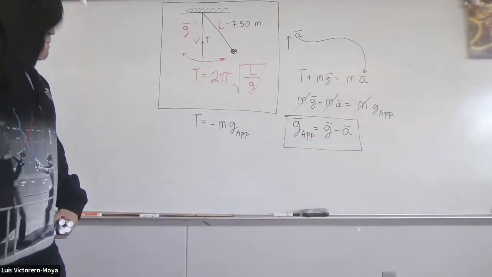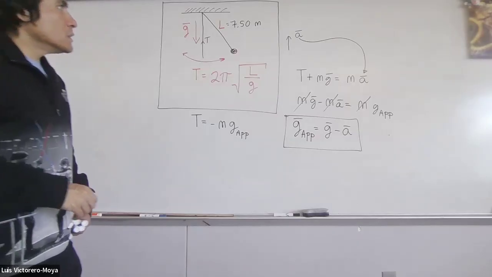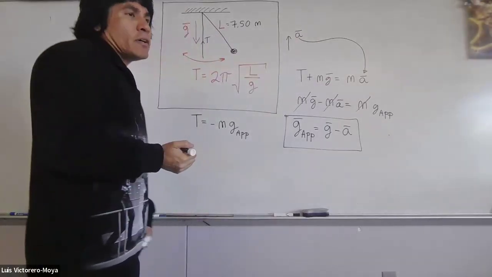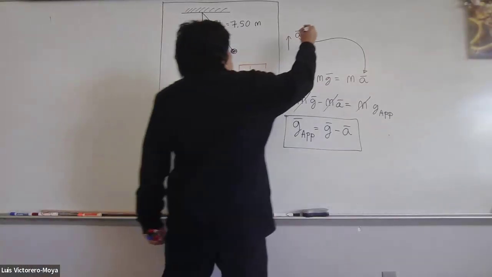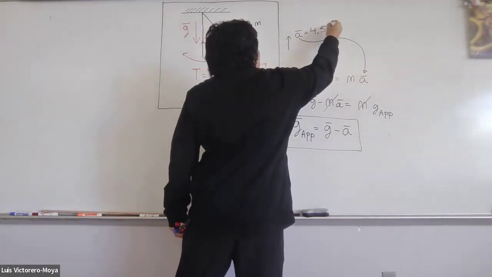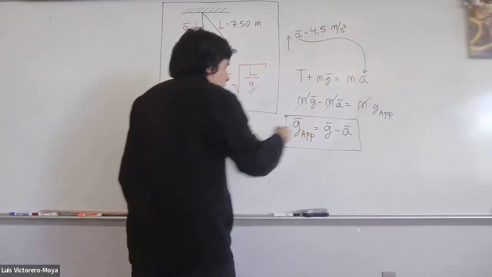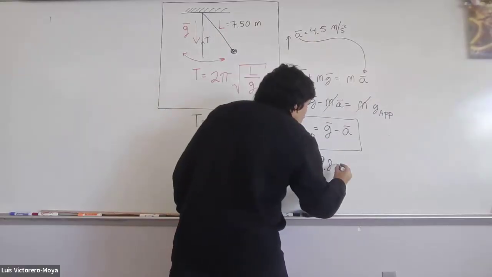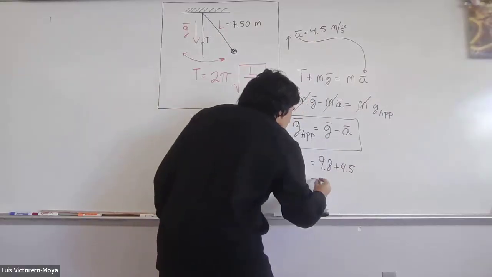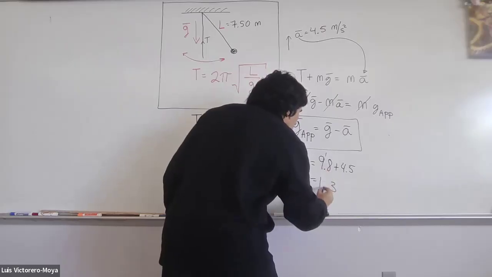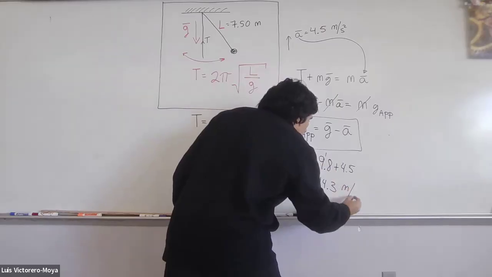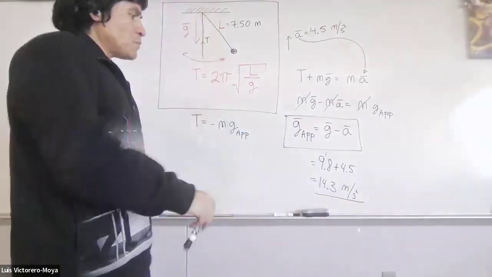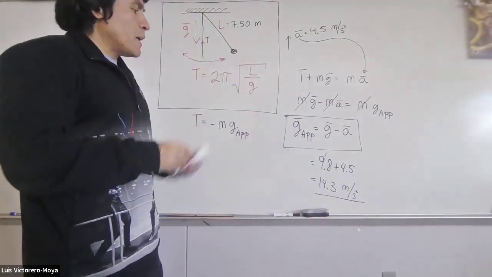Now, I'm taking downwards as positive, right? So when you do minus, going up is like being negative. So if the acceleration is, say, 4.5 meters per second squared, the apparent gravity will be 9.8 minus that. Yeah, these I know can be a bit confusing. But it's because we are taking downward as positive, upward as negative. So minus will make it positive.